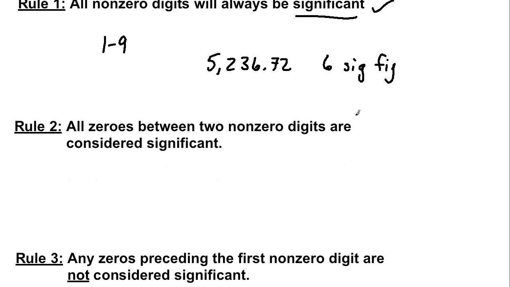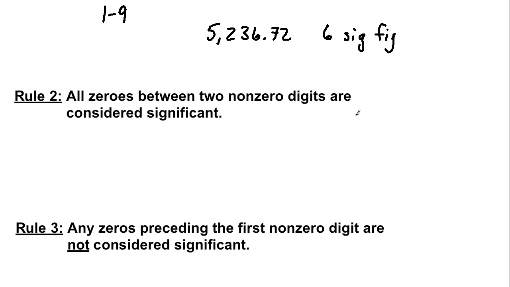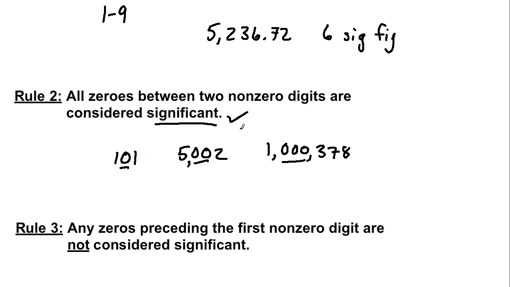All right. Now, rule 2. All zeros between two non-zero digits are considered significant. Again, this one's pretty easy. So what this is saying is, let's say things like 101 or 5,002 or 1,378. These zeros that you see in between two non-zero digits will always be considered significant.